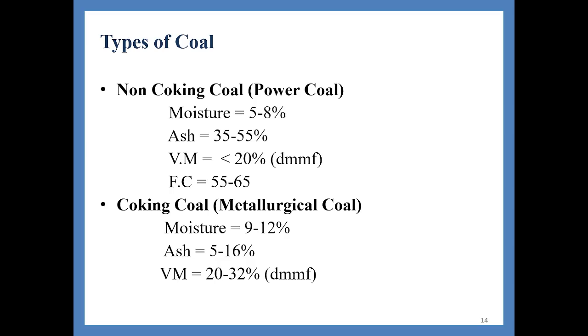Generally there are two types of coal. Non-coking coal: moisture is 5 to 8%, ash is 35 to 55%, and VM and FC is 55 to 65. Coking coal: moisture is 9 to 12%.